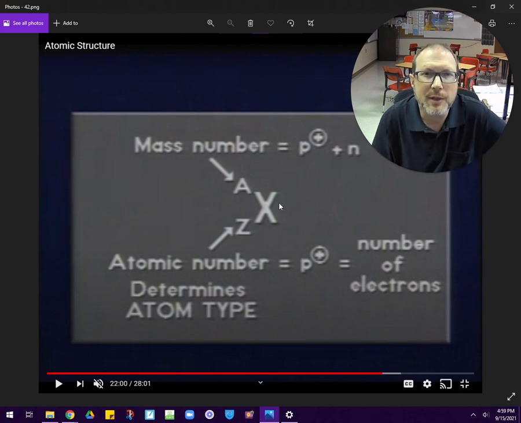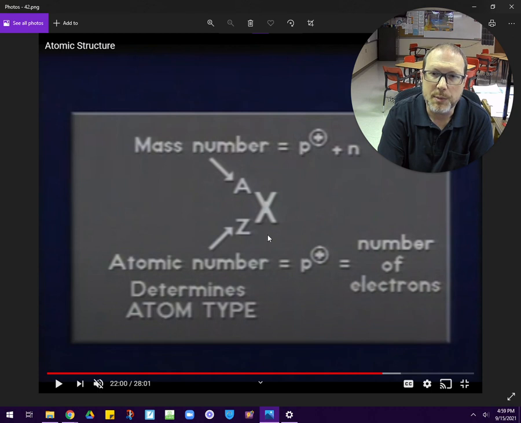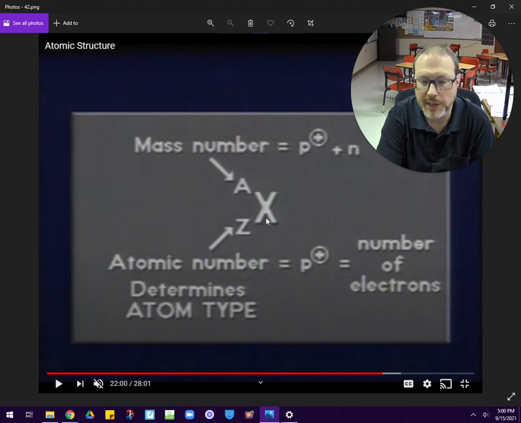If you've ever seen the symbols that are on the periodic table, this X right here would symbolize an atom symbol, like you see on the periodic table. Carbon would be letter C, hydrogen would be letter H, nitrogen would be N, etc. It's going to have two numbers that go with it.